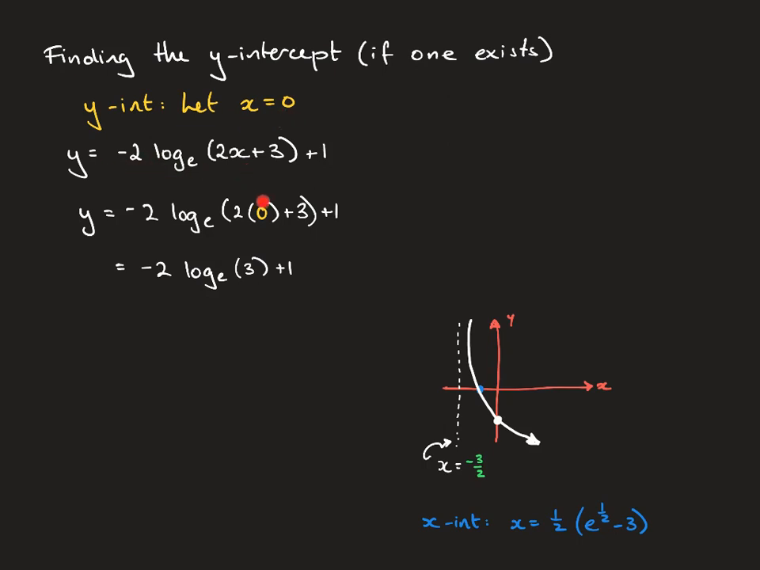So in the equation, you put a 0 where the x is, and you tidy it up, and you're going to get this terrible expression here. It's going to be some kind of log. Because we don't have a calculator, we're going to need to leave this particular value as our y-intercept. Hopefully that will allow you to be able to sketch your own transformed log functions.